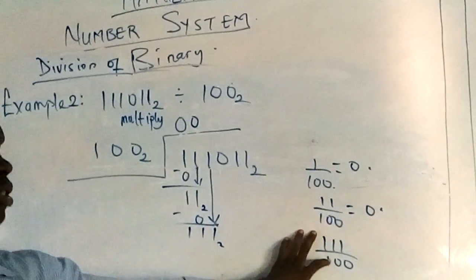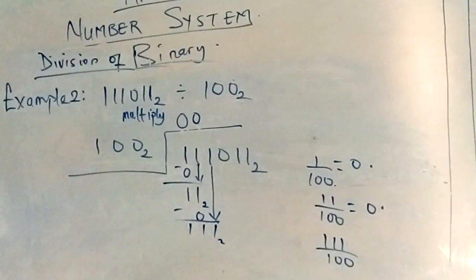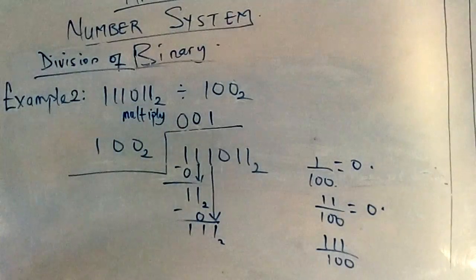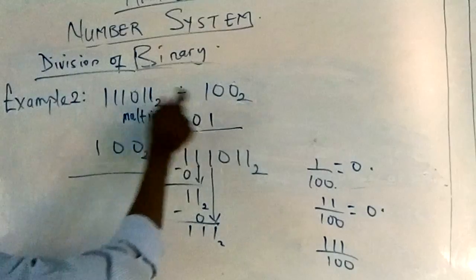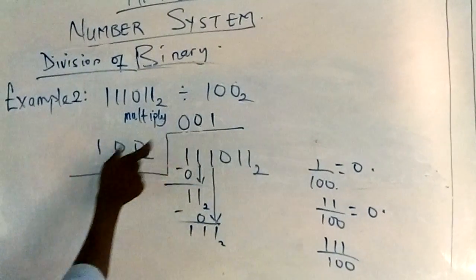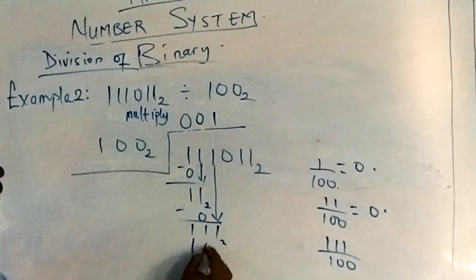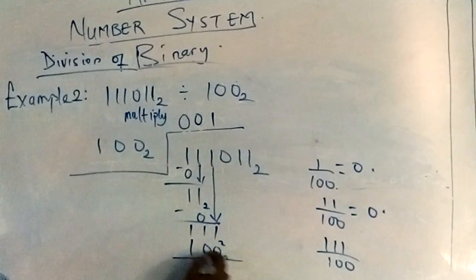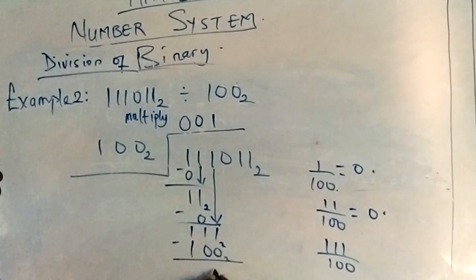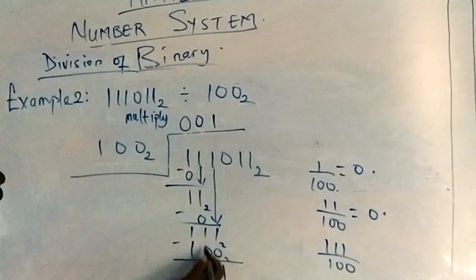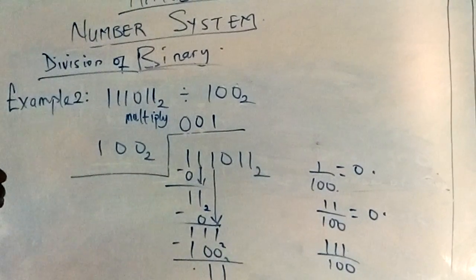This division here is possible. So since it is possible and we are dealing with binary, we put our 1. So now immediately you do what? You multiply. 1 times this will give you 1, 0, 0. Then you subtract. And while subtracting, 1 take away 0 will give me 1. This will give me 1, and this will give me 0.